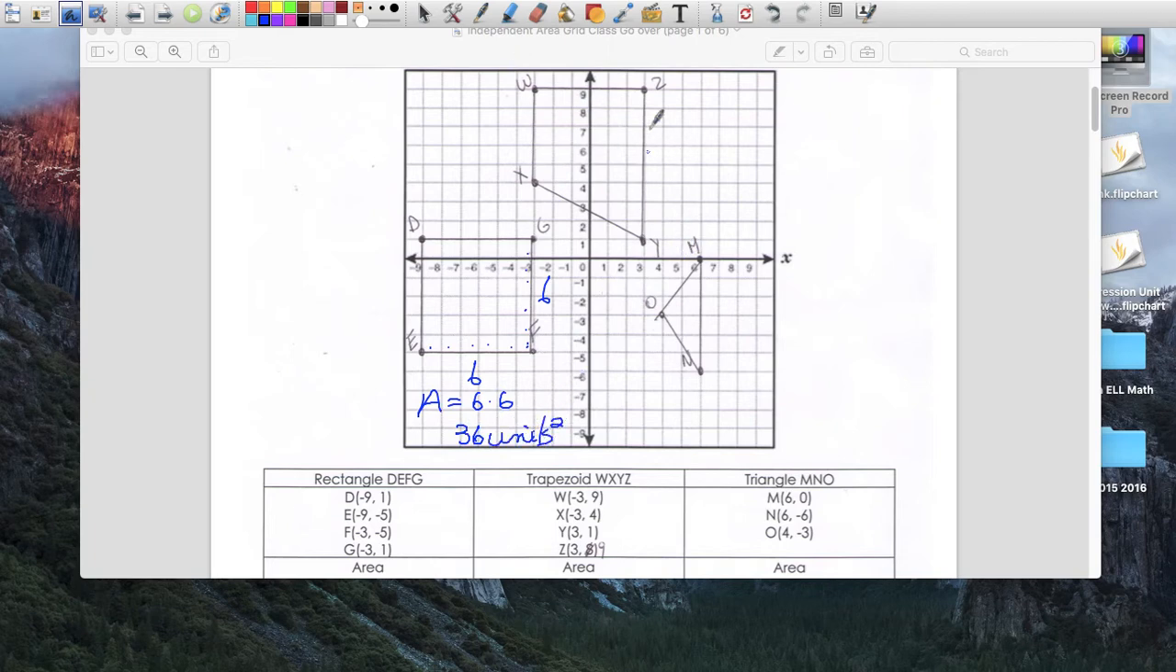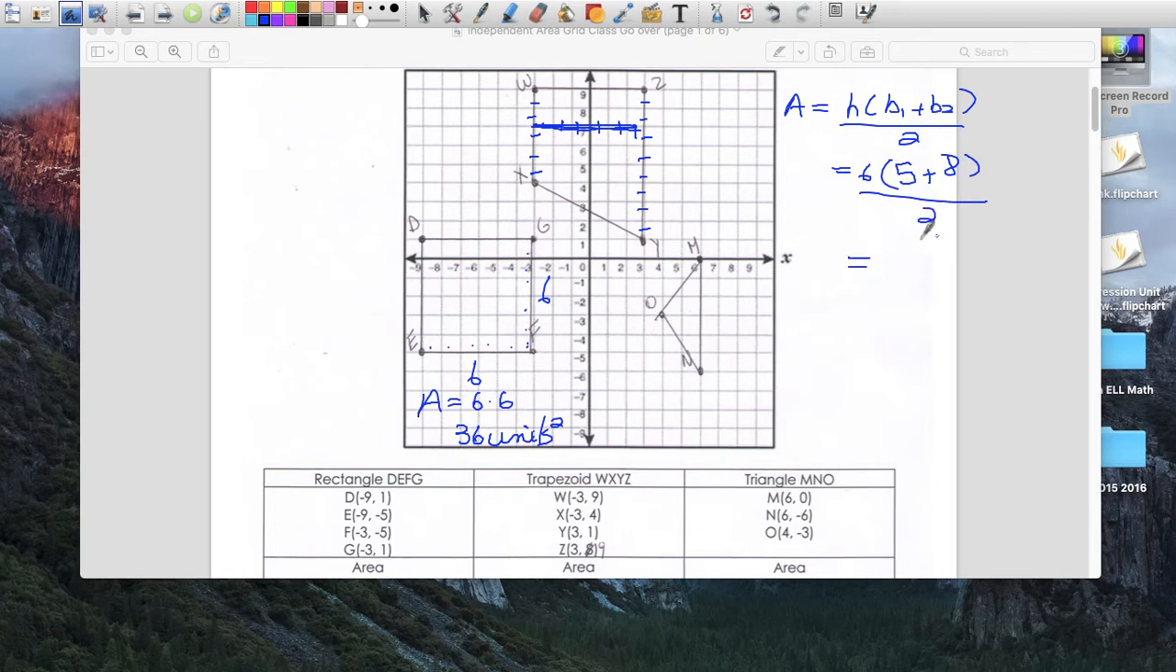Let's do the trapezoid. The trapezoid over here, you hopefully remember, is h times (b1 plus b2) over 2. Now, you've got to look sideways. So here would be b1. Let's just call this b1. It's 1, 2, 3, 4, 5. B2 would be this one: 1, 2, 3, 4, 5, 6, 7, 8. And the height is the distance between base 1 and base 2. So this is your height: 1, 2, 3, 4, 5, 6. All that divided by 2.